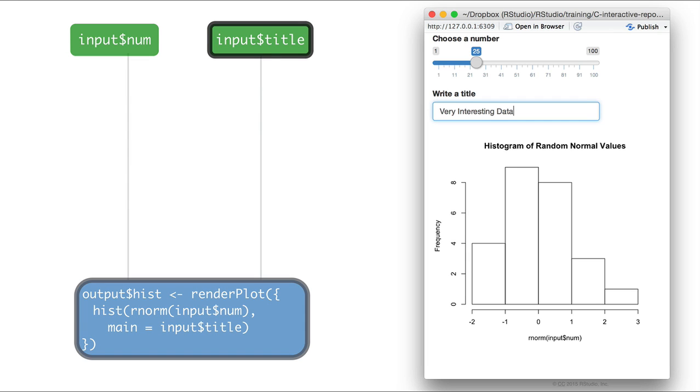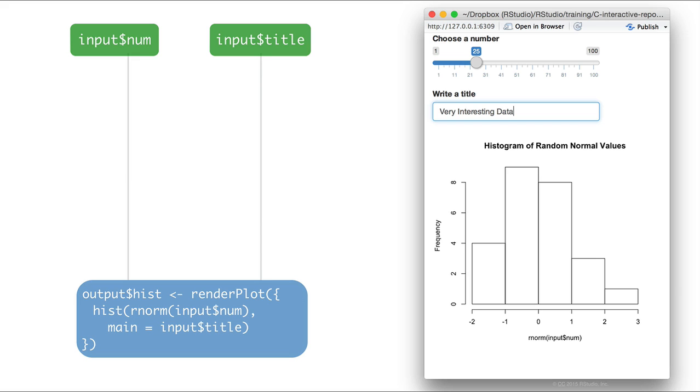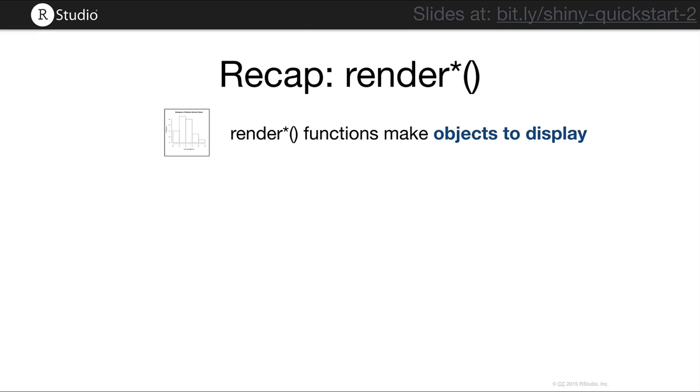It's going to rerun the block of code in the render function to update itself. When it runs that code, it's going to call input$num, even though input$num hasn't changed. It's just running hist(rnorm(input$num)). It gets that value, and then it gets main = input$title, and it gets that value. And once it has both those values, it can make the new plot, which will then appear in our app. So that's pretty straightforward, and that's very close to what we looked at last week.